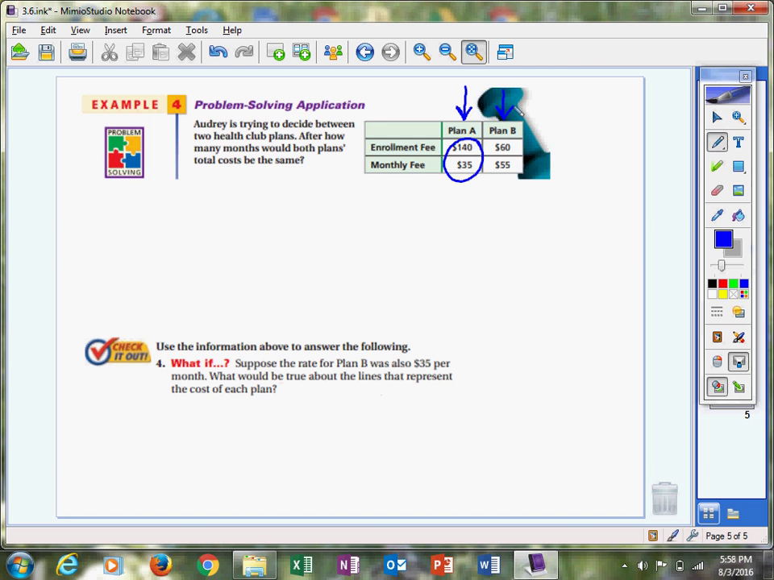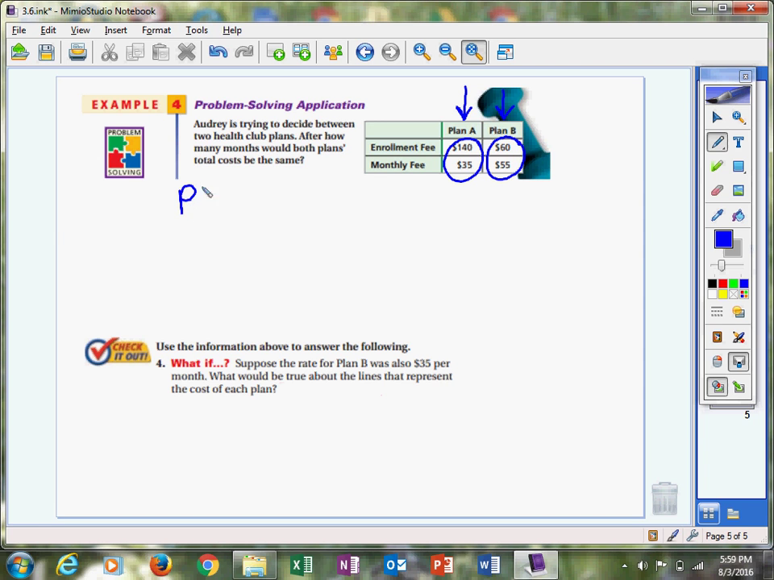Plan B is not as expensive of an enrollment fee, so you only have to shell out $60, but then you got to pay a lot more per month. Then you have to pay $55 per month, okay? So if I write these two as equations, the enrollment fee is my one-time fee. That would end up being my y-intercept. And then from there, I will add to that $35 per month. And that is a rate, that's a slope, okay?